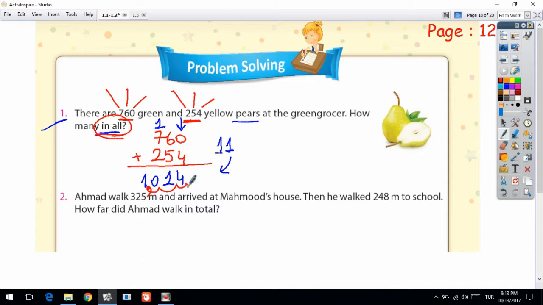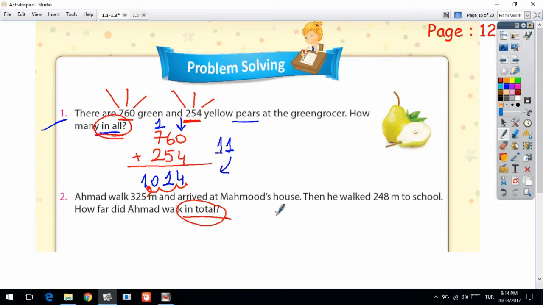Okay, now let's look at the second word problem question. Ahmed walked 325 meters and arrived at Mahmoud's house. Then he walked 248 meters to school. How far did Ahmed walk in total? Another keyword we have in this question is "in total". Total reminds you of addition, right? Of course. So what should I do?